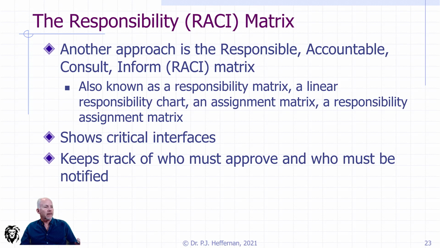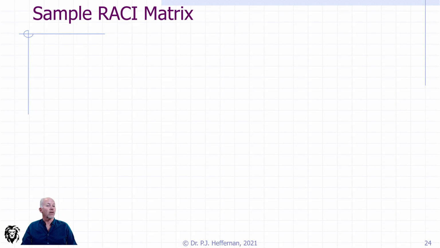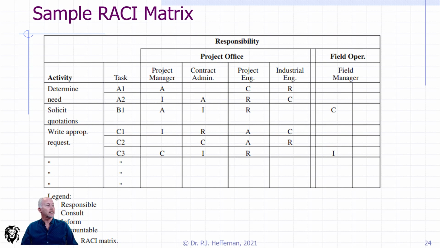So there's a number of terminologies that people use to refer to the RACI matrix: responsibility matrix, linear responsibility chart, any number of those. It shows the critical interfaces with individuals or people or organizations and the tasks that they are assigned. And it keeps track of who must approve and who must be notified with changes in various activities.